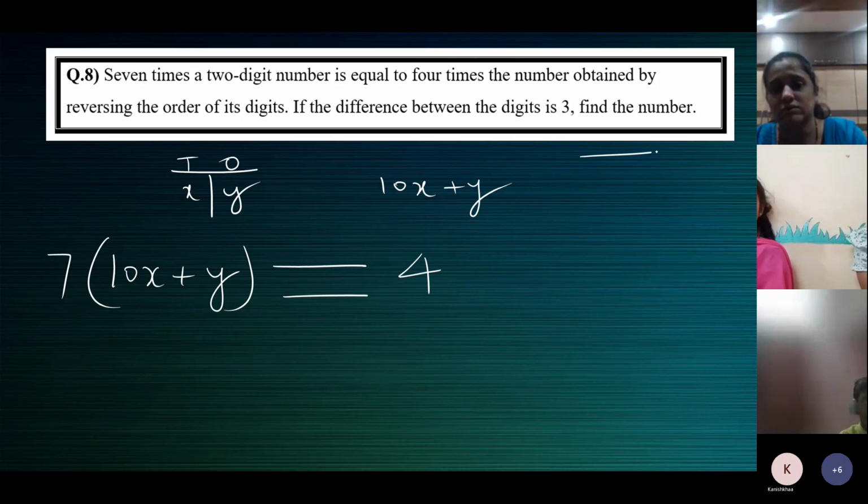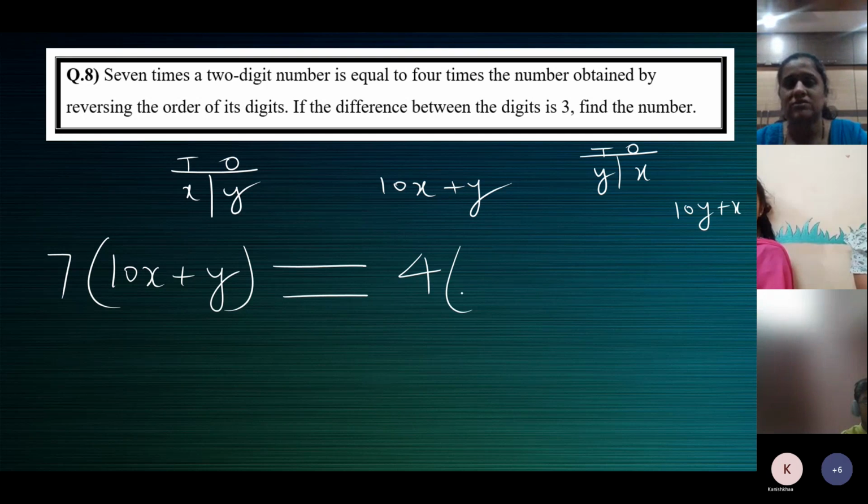So the new number, once tens, y comes here, x comes here, 10y plus x is the new number. 4 times the new number. The number obtained by reversing the order of the digits is a new number. So 10y plus x.